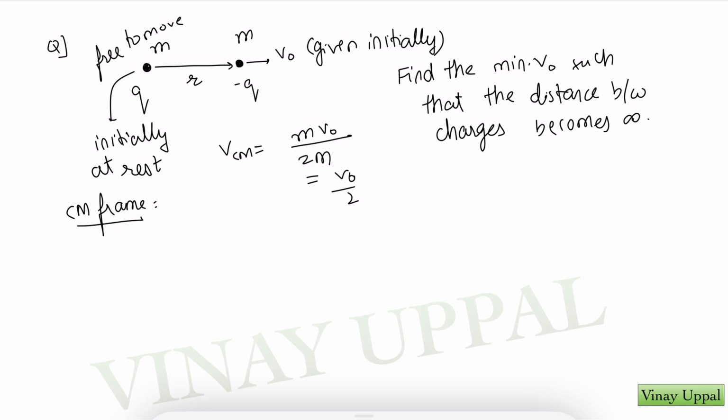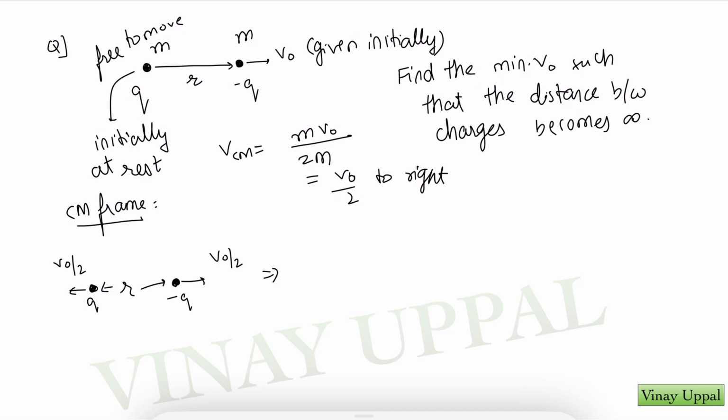Now in the ground frame the center of mass is moving to the right. So in the center of mass frame, this charge q would be moving to the left with the speed v naught by 2, and similarly minus q will be moving to the right. I've just done relative velocity.